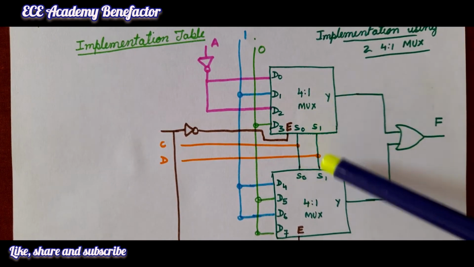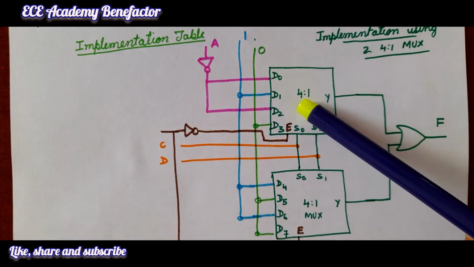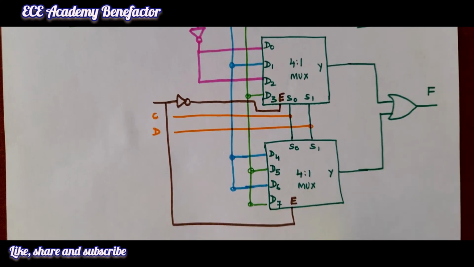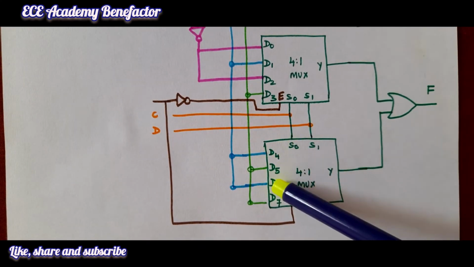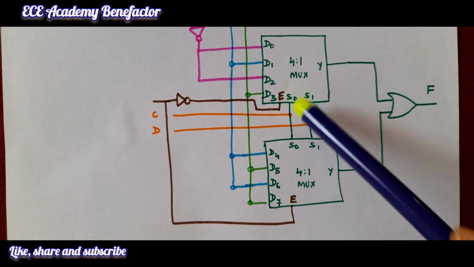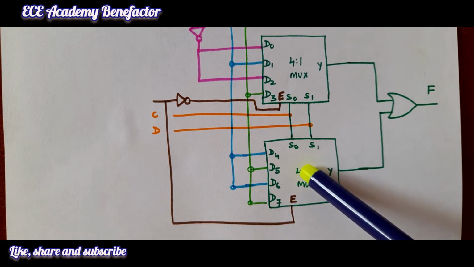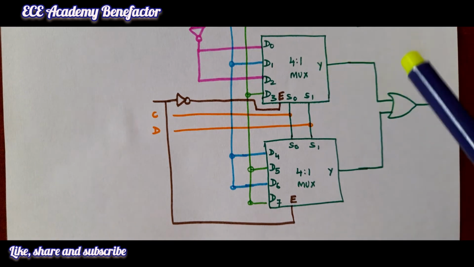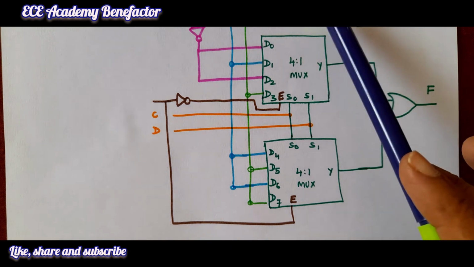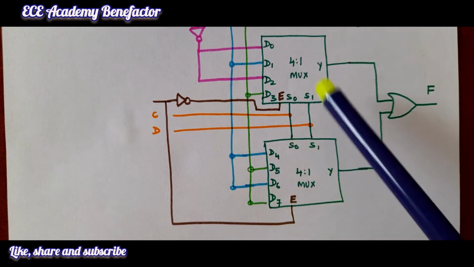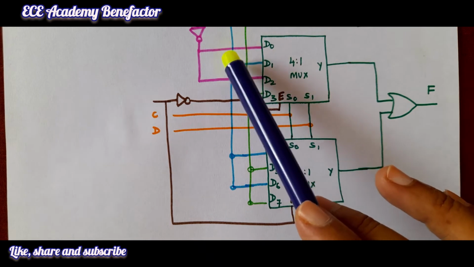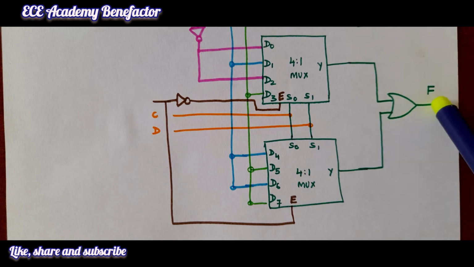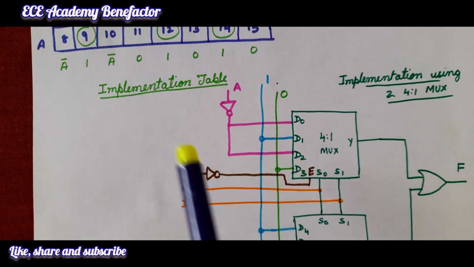There are 2 4:1 mux. The inputs for the first mux are D0, D1, D2, D3. For the second 4:1 mux, the inputs are D4, D5, D6, D7. We have taken 2 4:1 mux and each is generating one output. And we are implementing a multiplexer, so it will have 2 to the power n inputs and 1 output. So, the outputs of both the muxes are ORed to get the function f.